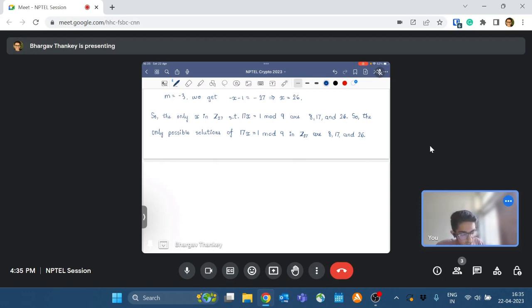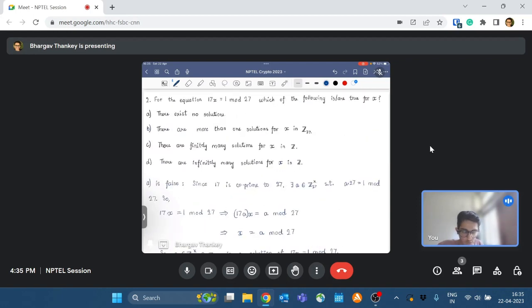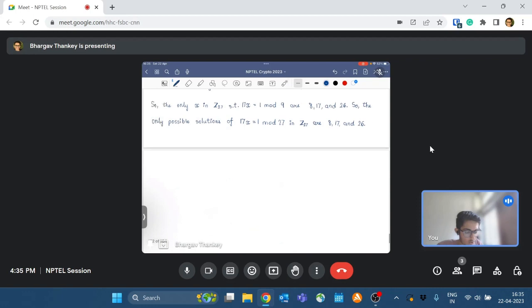Okay. So if we can show that exactly one of these is a solution, then we would have shown that 17x equals 1 mod 27 can have only one solution in Z27, right? And that would show that B is false, which we want to do. So now let's show that only one of these is a solution.